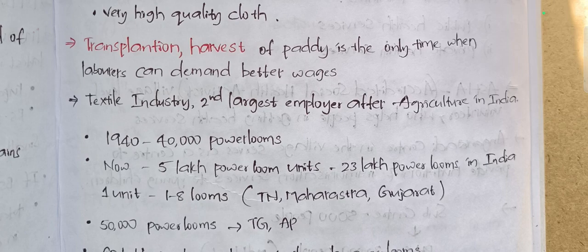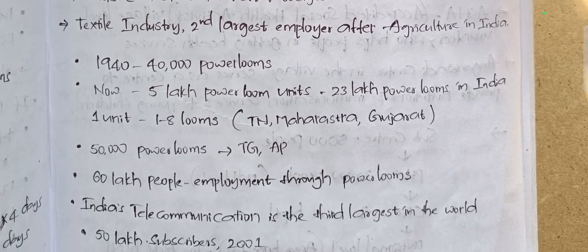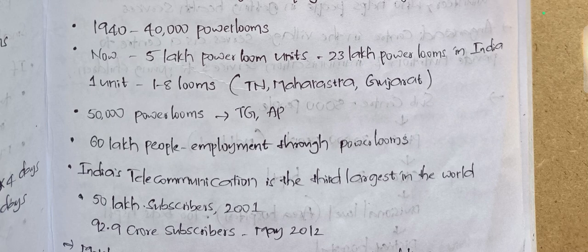In 1940, there were 40,000 power looms. At present, there are 5 lakh power loom units, which is 23 lakh power looms in India. For one unit, we have 1 to 8 looms. Generally, these are present in Tamil Nadu, Maharashtra and Gujarat. In Telangana and Andhra Pradesh, we have 50,000 power looms, and due to these power looms, 60 lakh people are getting their employment. You can see how much it is. It is providing employment for such people.